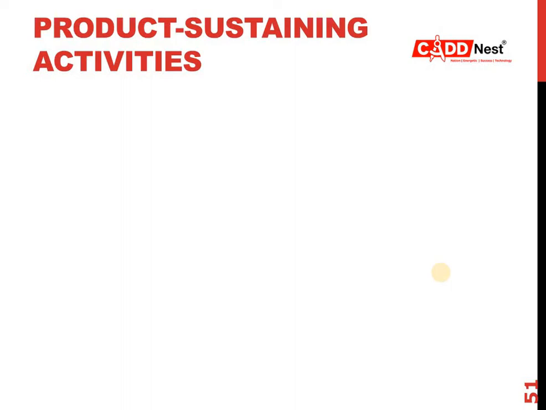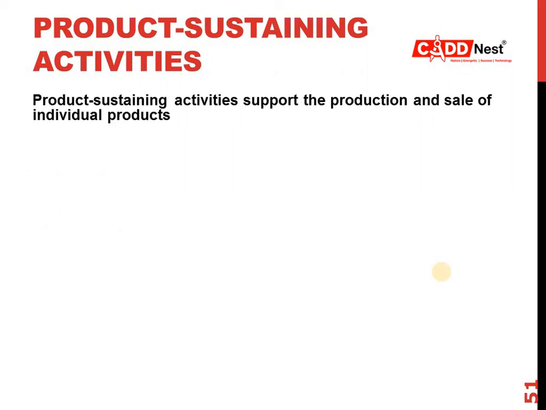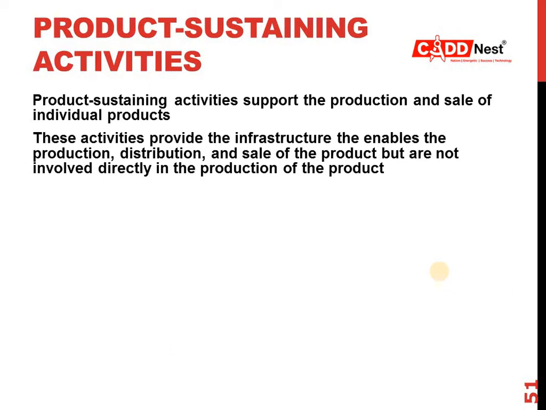So what is product sustaining activity? We have seen the batch related activities. Then what are product sustaining activities? Product sustaining activities support the production and sales of individual products. These activities provide the infrastructure that enables the production, distribution and sales of the product but are not involved directly in the production of a product. So this is product sustaining, that is product affiliated. So we have production, distribution, sales, but are not actually involved in the production of a product. It's called product sustaining activity.